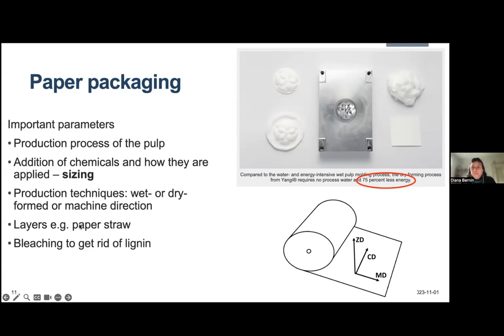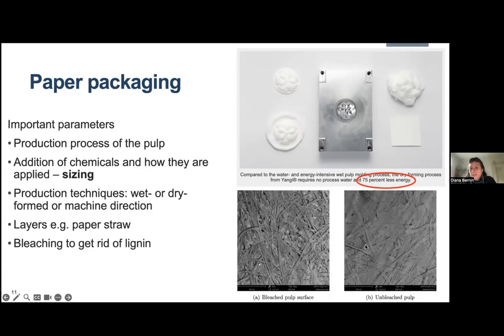Then when you think about the paper straw, it's layers and it's glued together, and this glue is most likely a hydrophilic glue. And it's not very nice if you would like to drink a cocktail and the paper straw is dissolving after 5 minutes and you have to hurry up. And then also the bleaching has an impact. And here you also have an indication of if it's a machine direction and so on. And here you have an example of the difference between an unbleached and a bleached pulp surface.